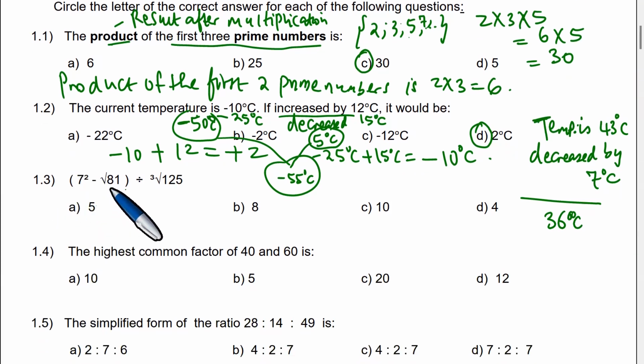1.3. 7 squared minus the square root of 81 divided by the cube root of 125. What is the answer? I think 7. Okay, so 7 squared is 49, minus 9 is 40, divided by the cube root of 125, which is 5. 40 divided by 5. So is it 8? What is the answer? 8.